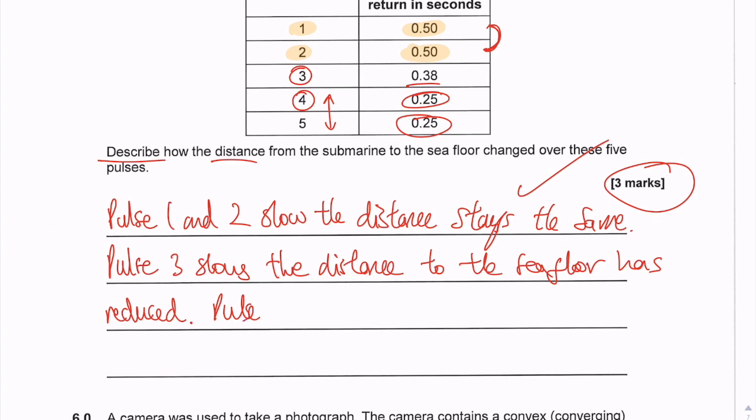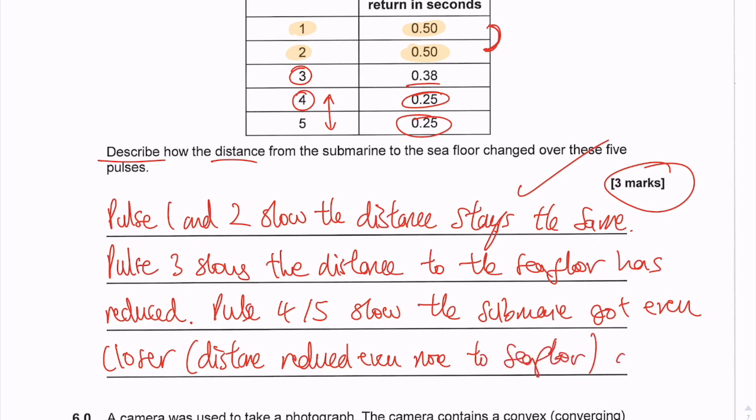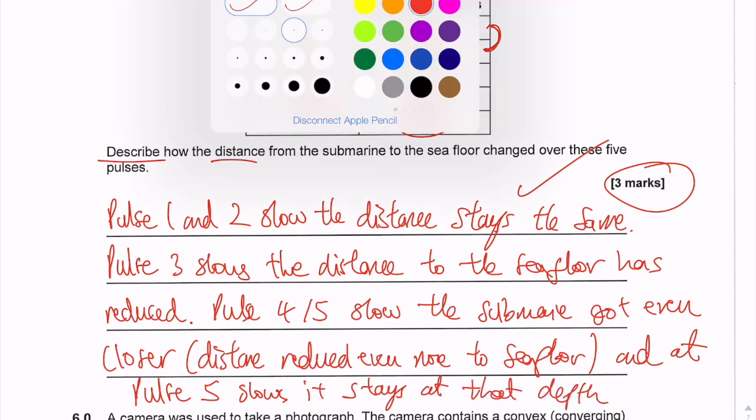Pulse 4 and 5 show the submarine got even closer, and that's the really important bit. You can't say it's the same depth. It's got even closer to the seafloor. The distance is reduced even more. Closer. So distance reduced even more to the seafloor. And pulse 5, so from pulse 4 to 5, it stays at that depth. And that was the final mark. Yeah, pulse 5 shows it stays at that depth. Okay, and that was the really important bit for the third mark.